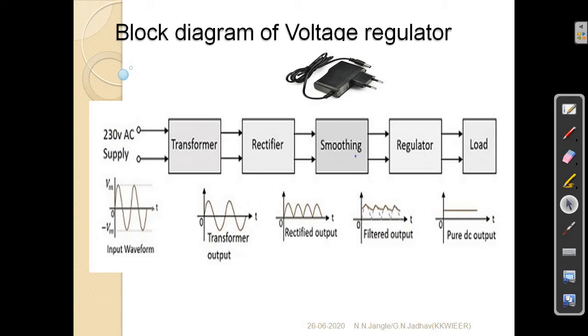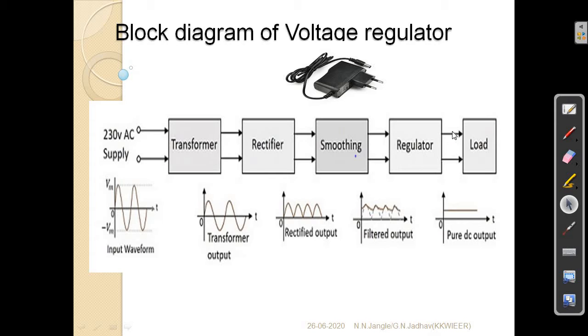Rectifier circuit converts AC into pulsating DC. So this is your alternating current and this is your pulsating DC current, and this operation is done by rectifier. Then the output of rectifier is not fixed, it is again pulsating. So therefore what you need is a filter circuit. So this smoothing circuit is nothing but the filter. This smoothing circuit converts this pulsating DC into some constant voltage, but again this voltage is varying as your input voltage changes or your load changes.